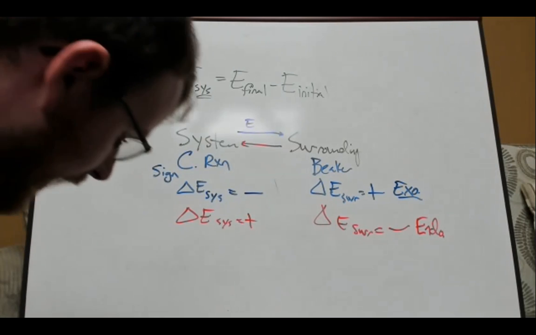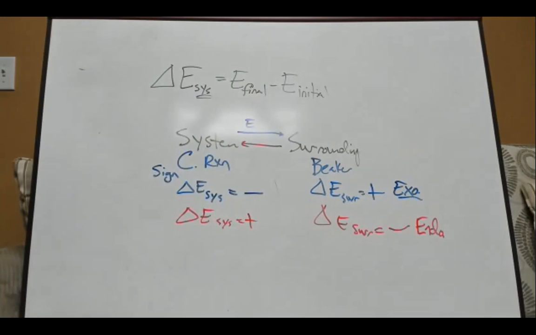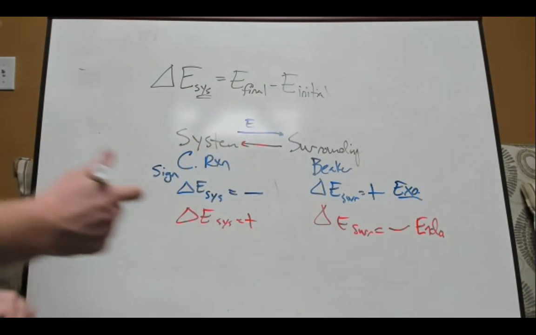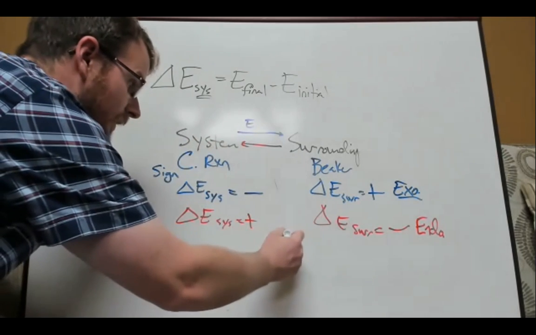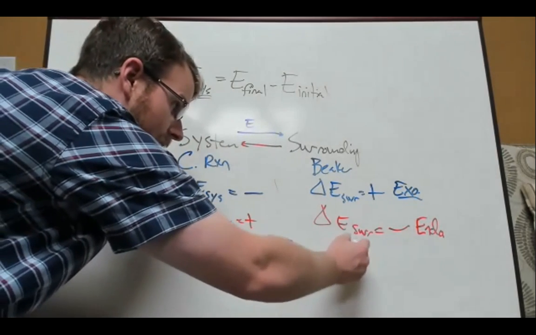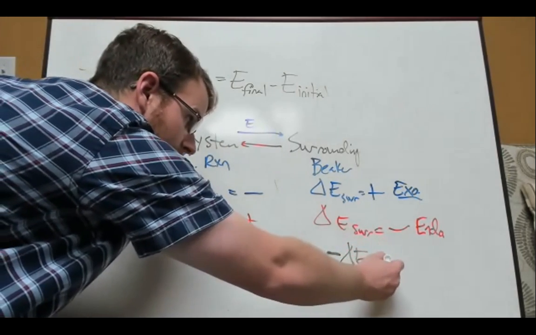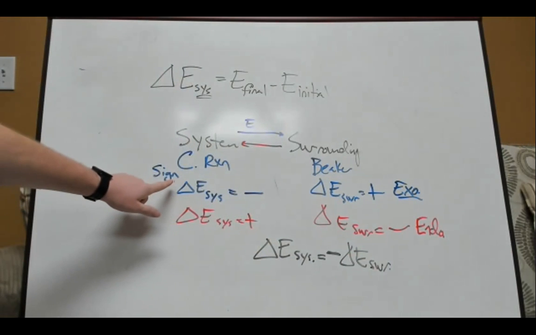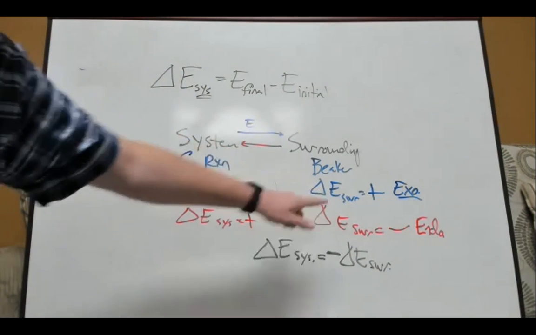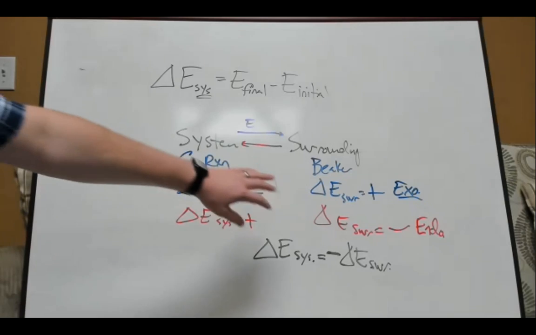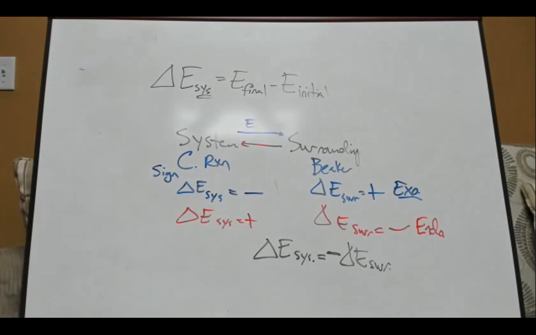So what relationship can we see from here? What's the relationship that we can see from here? Delta E of the system is equal to negative delta E of the surrounding, right? When delta E of the system is negative, delta E of the surrounding is positive. Delta E of the system is positive, delta E of the surrounding is negative, right? And so there is that inverse relationship.